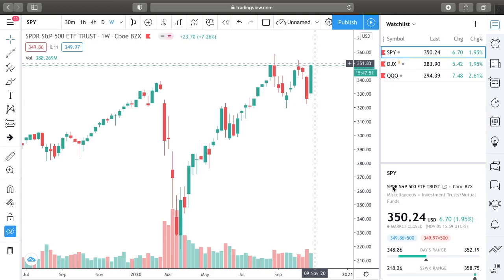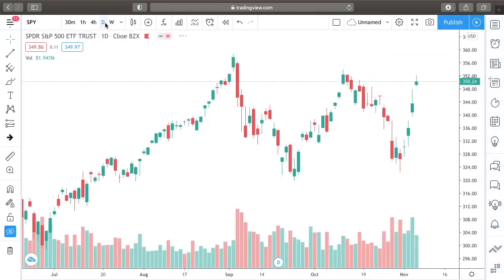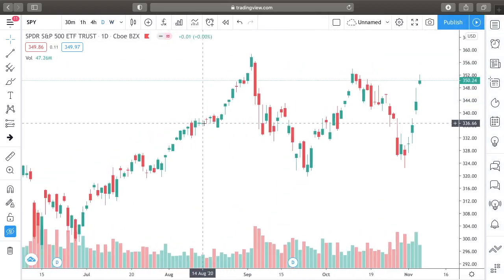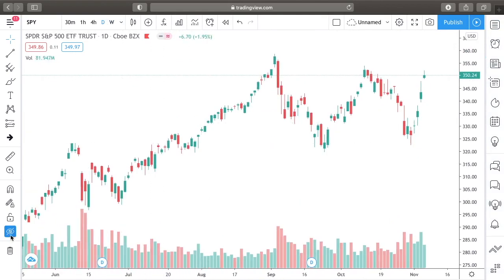Now let's take a look at the individual indexes and analyze what the price charts are telling us. So we'll begin with the S&P 500. We'll go to the daily time frame to have a greater picture of what's going on. Right, so this is the daily time frame for the S&P 500. Let's bring on the technicals.